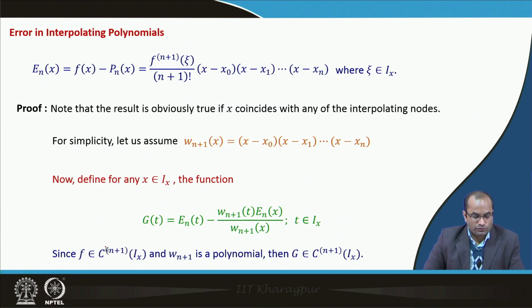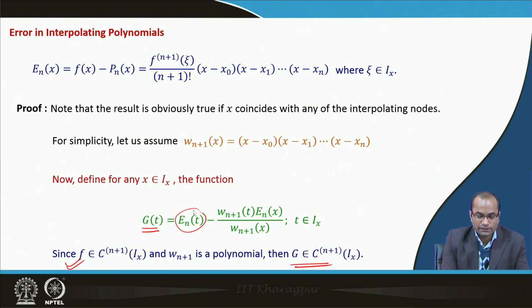So, the first thing we should notice is that since f is an (n+1)-times differentiable function, g is also an (n+1)-times differentiable function, and why? Because g(t) is nothing but E_n(t) and w_{n+1}(t).